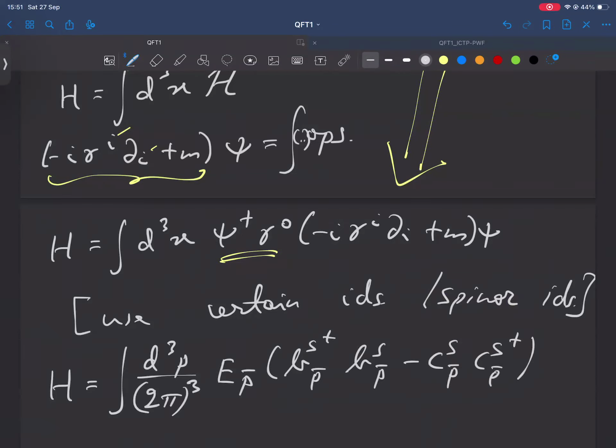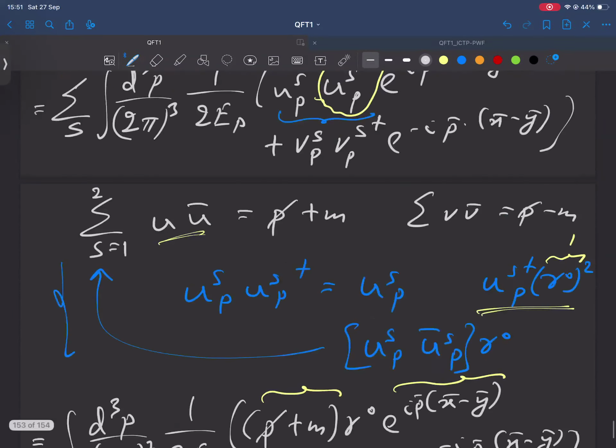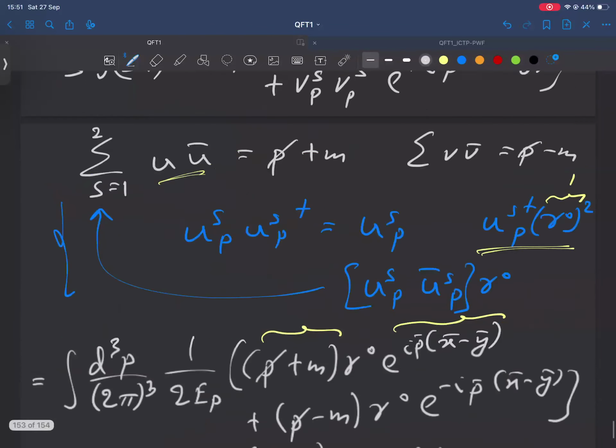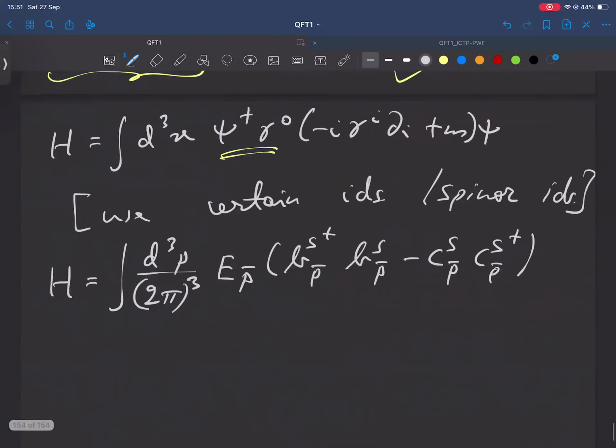But we did one thing. We did some spinor identity use in the previous derivation, where we showed that the canonical commutation relations were in accordance with the ladder operator relations with a minus sign. There we did it in detail, so I'm skipping the details here. But if you do that, you end up with this Hamiltonian in terms of the operators.